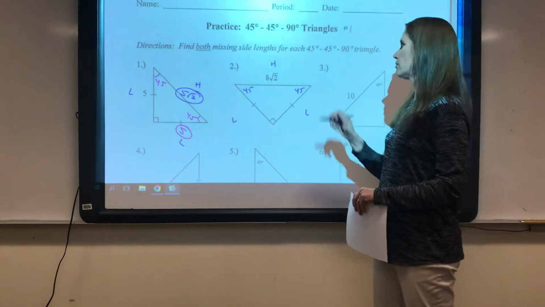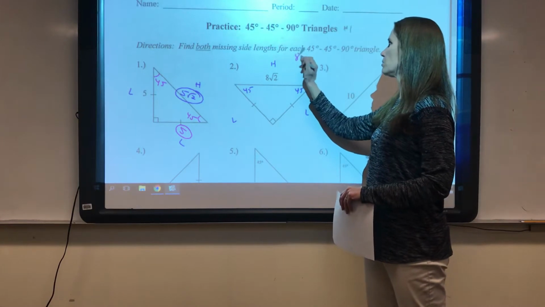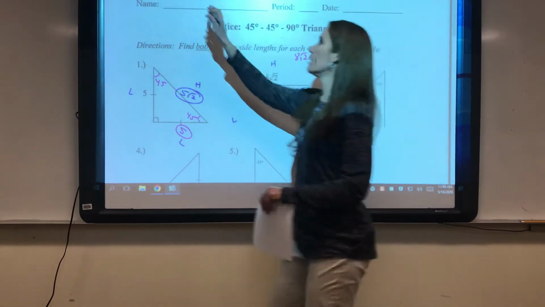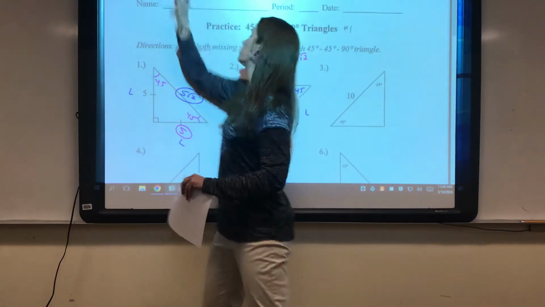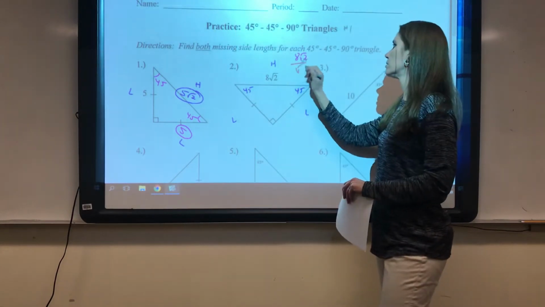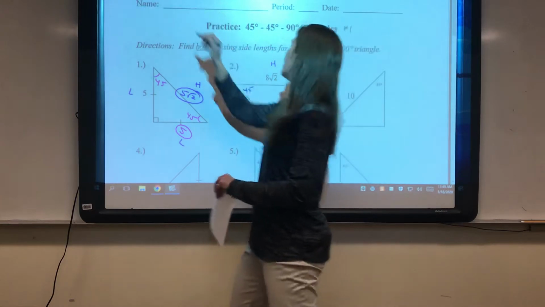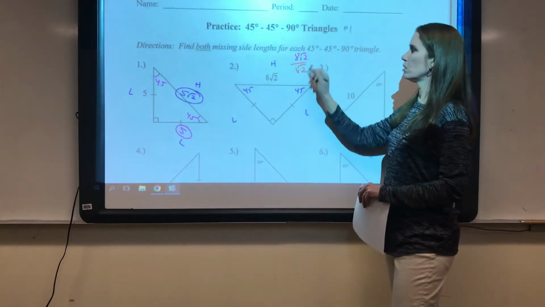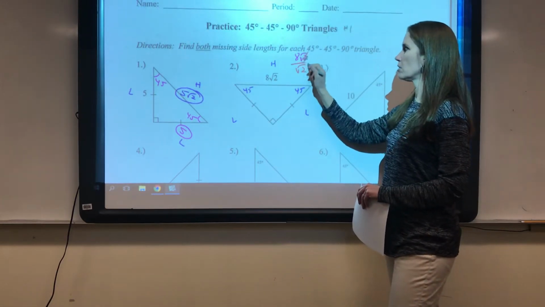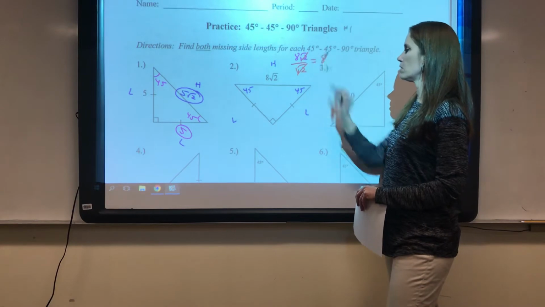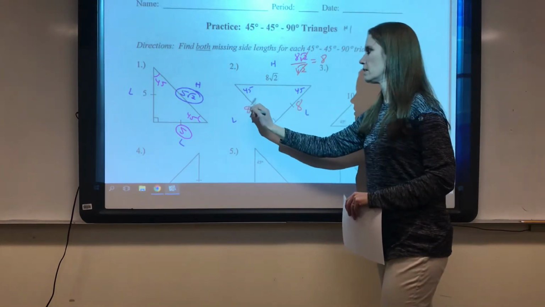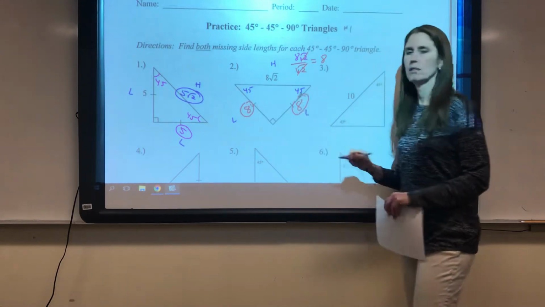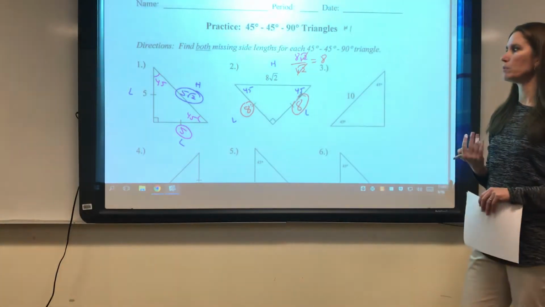So if I show that right here, if I've got 8 square root of 2, and I divide that by square root of 2, then I can see that those square root of 2's actually cancel each other out, and I'm left with just 8. So I know that these two legs are therefore both 8. So again, these can be very, very quick problems.